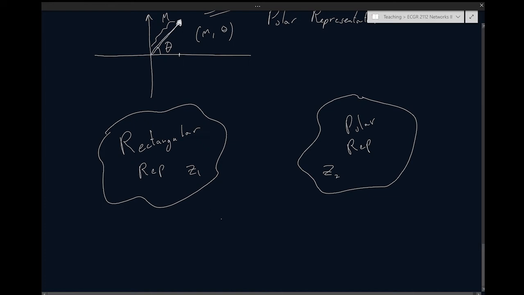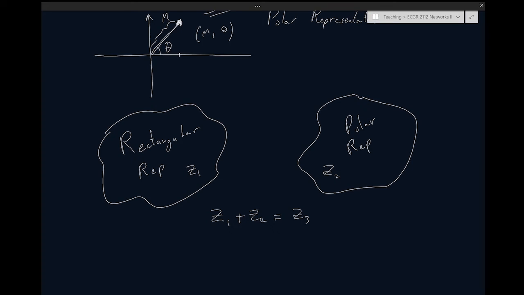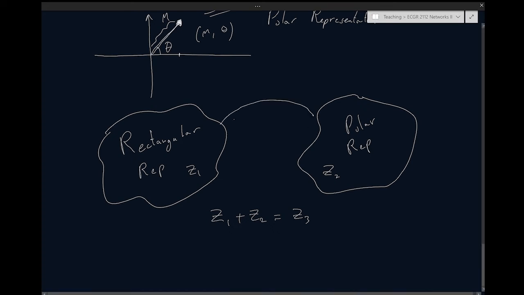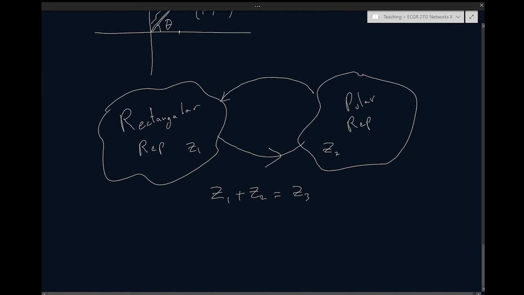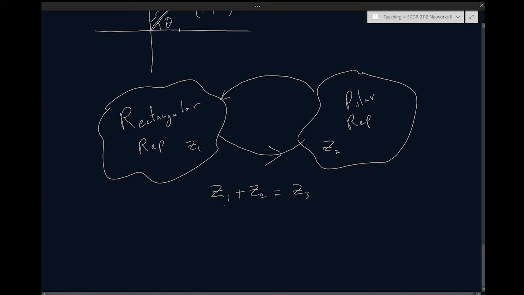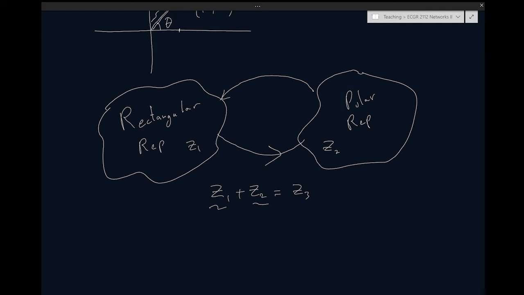So I should be able to add Z1 to Z2 and get some third complex number in any representation. So you need ways of converting or transforming complex numbers from one representation to the other. If you have a complex number represented in polar form, you should be able to transform it to rectangular form. If you have one in rectangular form, you should be able to transform it to polar form, right? And then once two complex numbers are of the same form, you can add them together easily, or multiply them with each other easily.